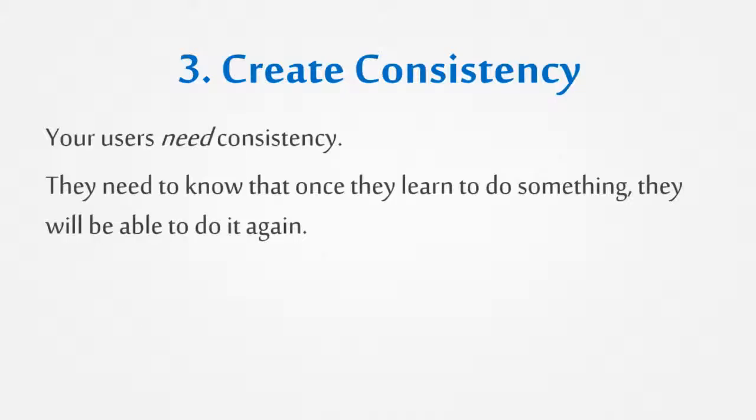The third one is to create consistency in your app design. Your users need consistency. We need to know that once we learn to do something, we will be able to do it again. Consider an example closer to home. You wouldn't spend hours looking for a fork or spoon in your kitchen, would you? You wouldn't, because they are in the same place as last week and the week before that. It's logical. You don't think, you just do. In a way, consistency makes our routine tasks subconscious ones.